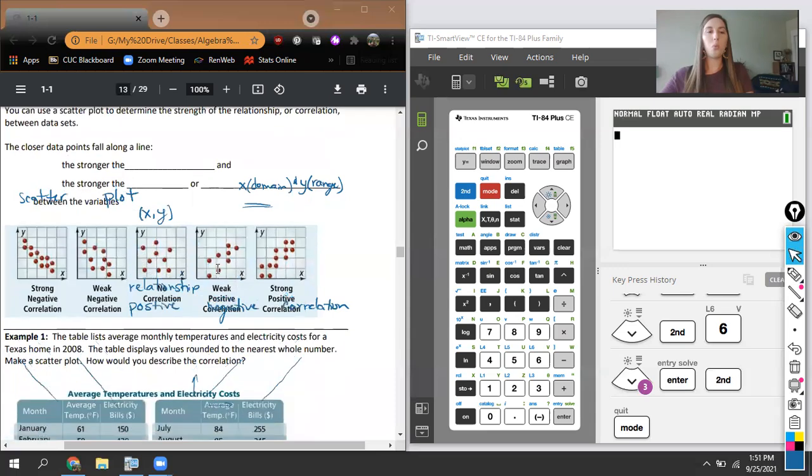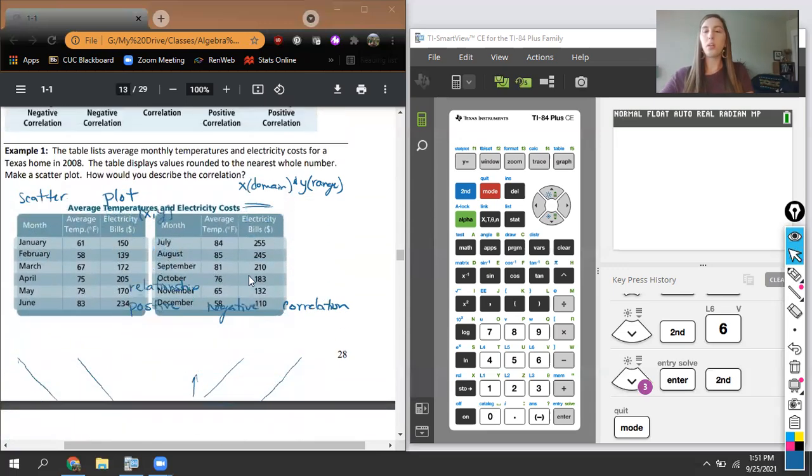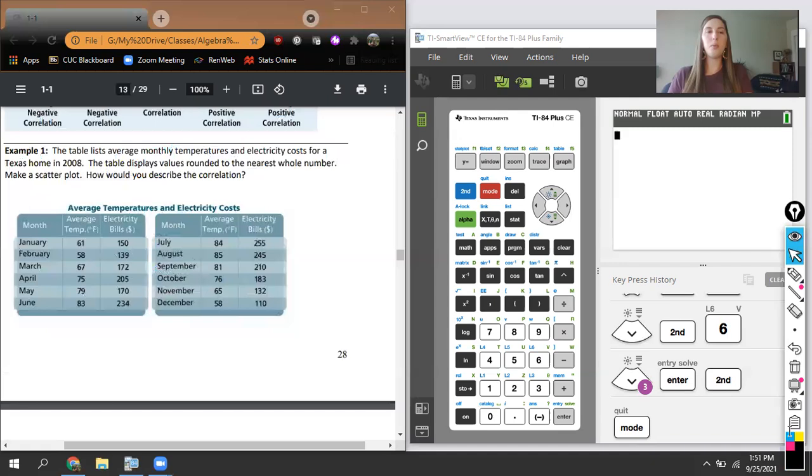Now, when we are looking at examples, we're going to be able to find these lines, but we also want to know a little bit about what the scatter plot looks like. And so with this example here, we're going to be making a scatter plot. It says the table lists average monthly temperatures and electricity costs for a Texas home in 2008. The table displays values rounded to the nearest whole number. This is just easy for us to graph. We're going to be making a scatter plot, and we want to describe the correlation that we see.